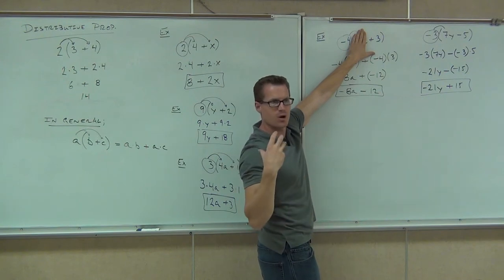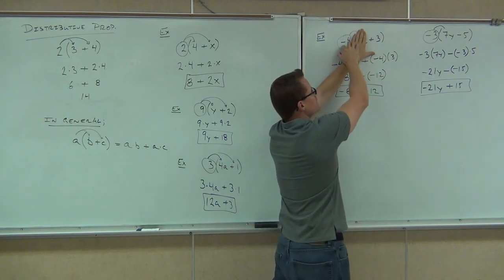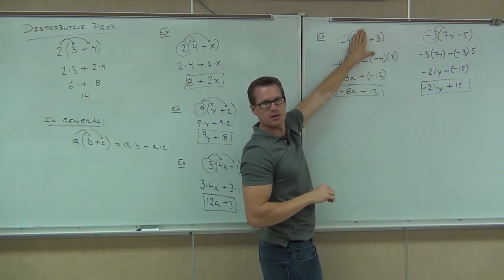We're going to remember how we did that a while back? We kind of tricked the problem a little bit. We considered that to be a positive. So what's negative 4 times positive 3? What do you think? Negative 12.